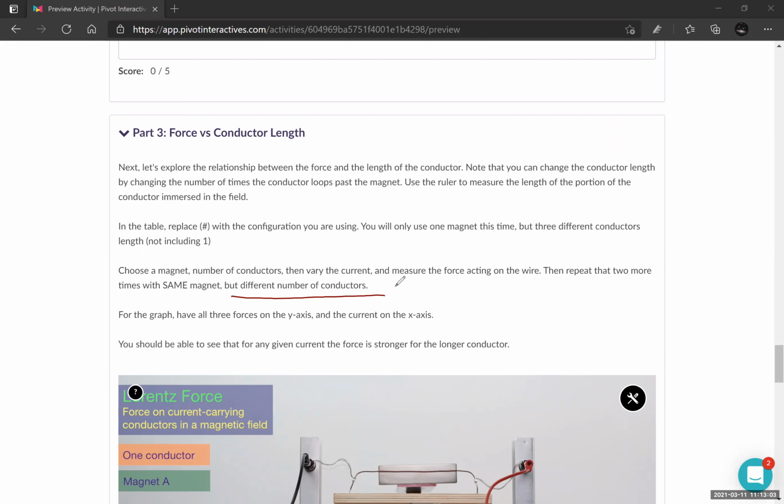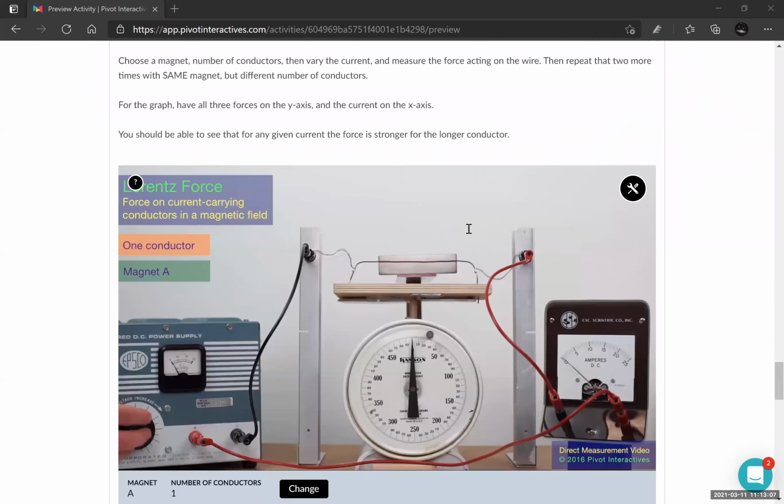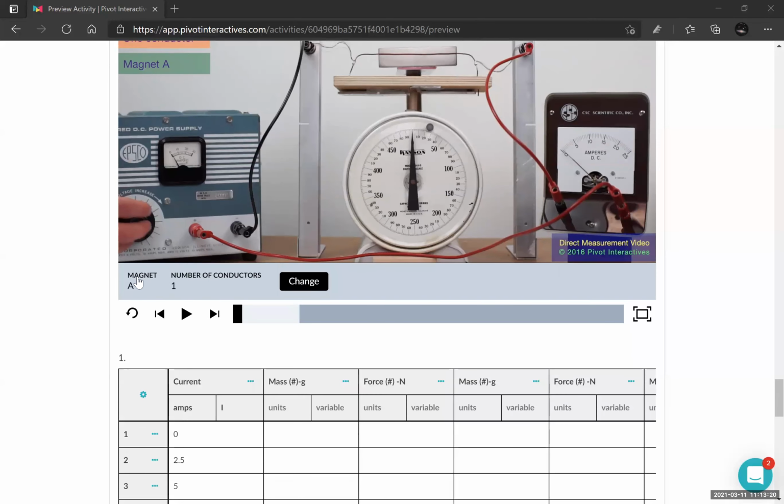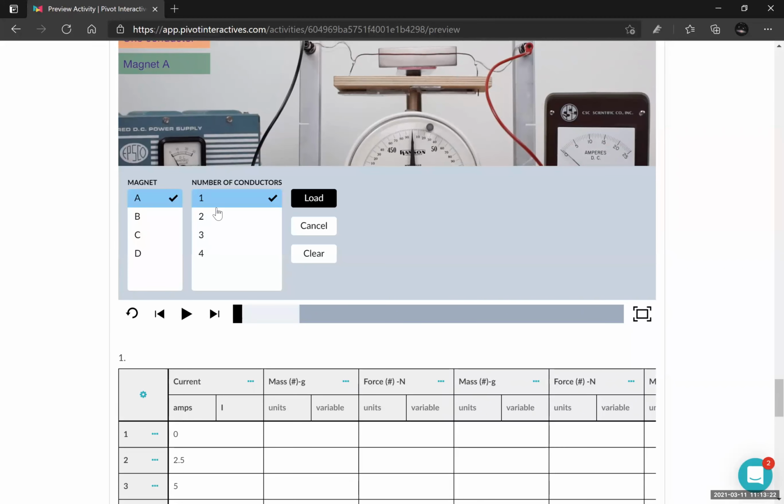Again, I give you the data table with the columns of what you should do. You're going to measure the current: 0.0, 2.5, 5, 7.5, 10. So I give you about 5 measurements for this one. I'm going to use A and 1 to demonstrate this. Then you use something other than that.